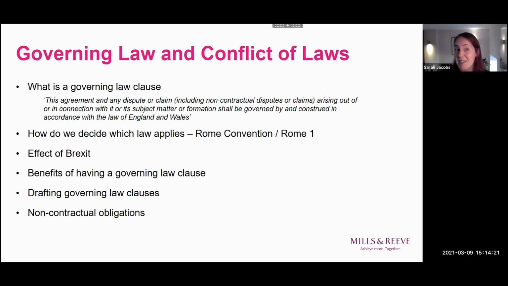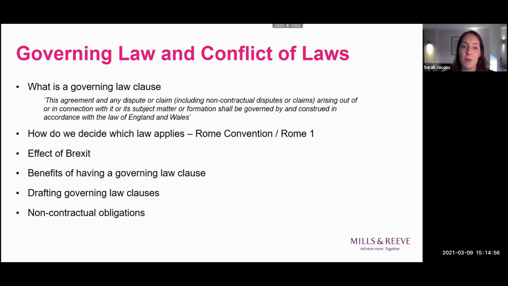Does Brexit make a difference? Thankfully, after listening to me go on about this for the last 10 minutes, it does not really. For contracts entered into after the end of the transitional period, so contracts entered into from this year onwards, there is a new piece of legislation that applies, which is colloquially called, amongst practitioners, UK Rome 1. So now we've got the Rome Convention, Rome 1, and UK Rome 1.